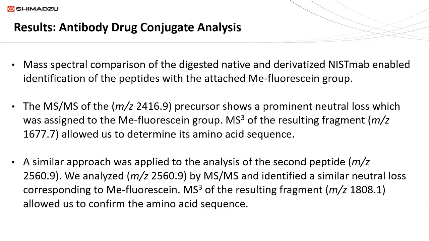As results of these experiments, we're able to do mass spectral comparison of digested native and derivatized NIST mAbs, enabling identification of the peptides with the attached ME fluorescein group. The MS2 for the 2416.9 precursor shows prominent neutral loss, which was assigned to the ME fluorescein group. The MS3 resultant fragments allowed us to determine the amino acid sequence. A similar approach was applied to the second peptide, the 2560.9, where we used MS-MS to define the similar neutral loss that corresponds to the ME fluorescein.